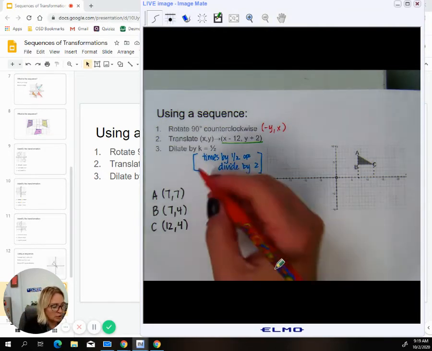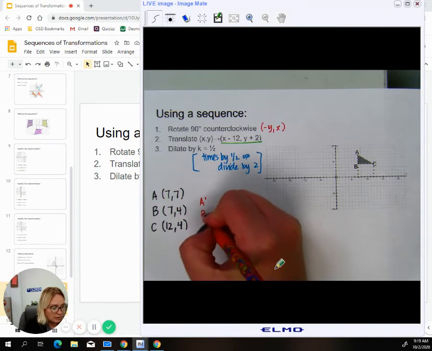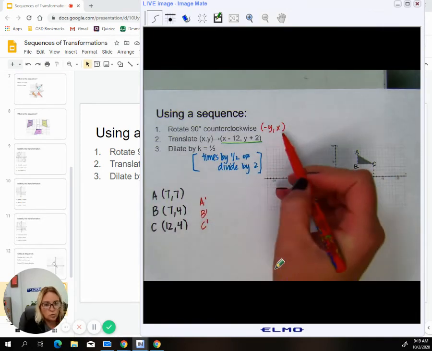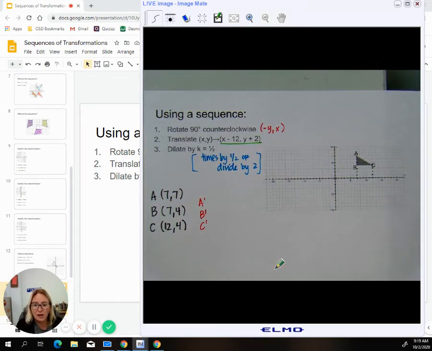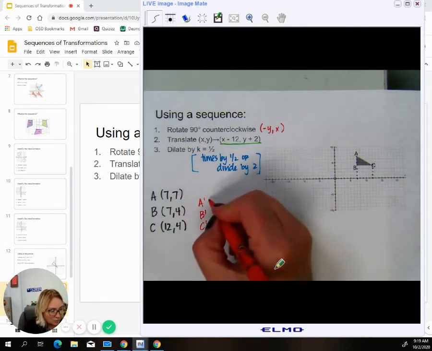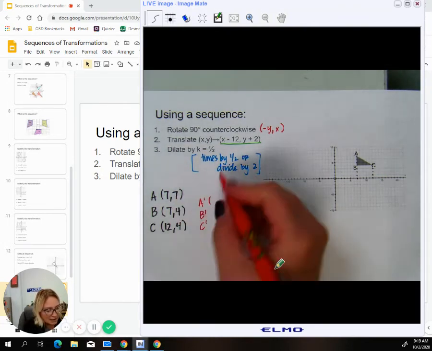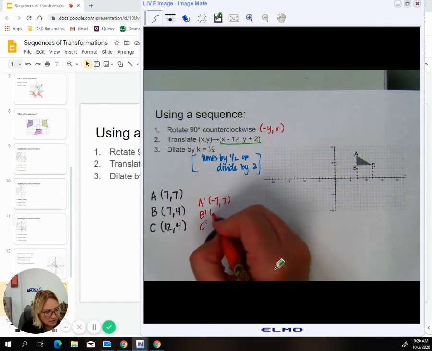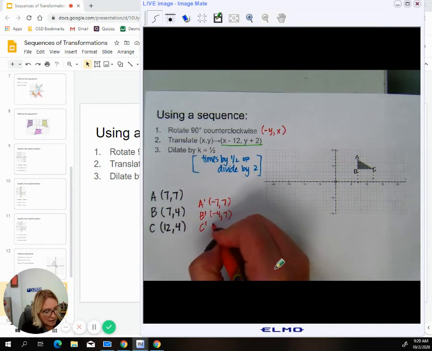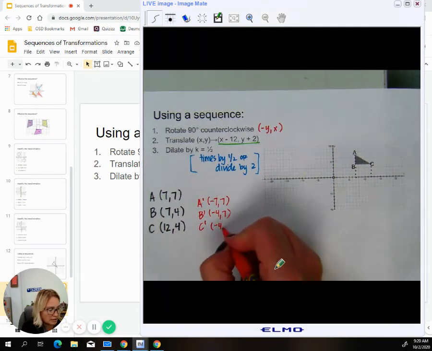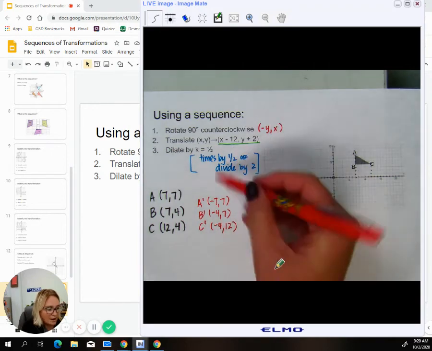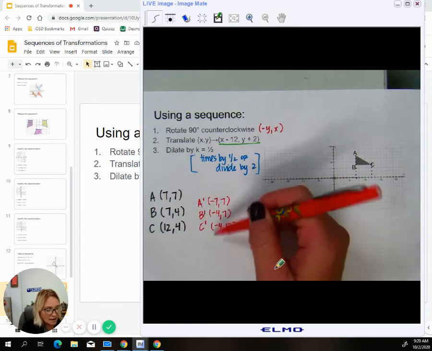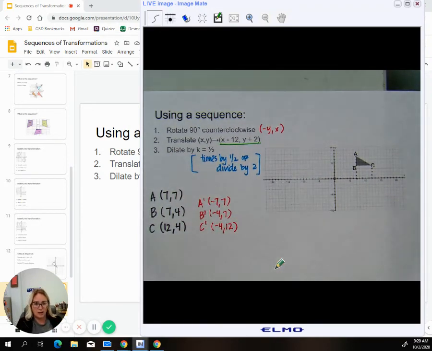The first thing we're going to do is use this rule for our 90-degree counterclockwise rotation, which is (-y, x). So I am going to take my y and make it a negative here. So this becomes (-7, 7). I am going to make this be (-4, 7), and this one is going to become (-4, 12). Notice my x values all stayed the same. I just changed my sign on my y.